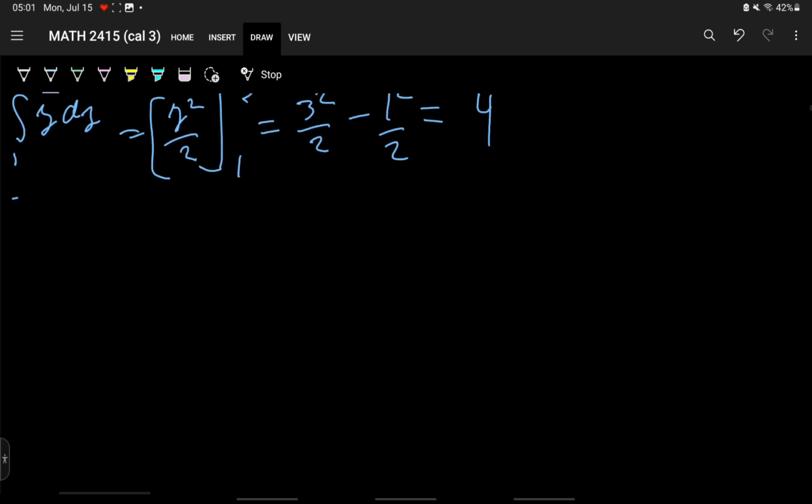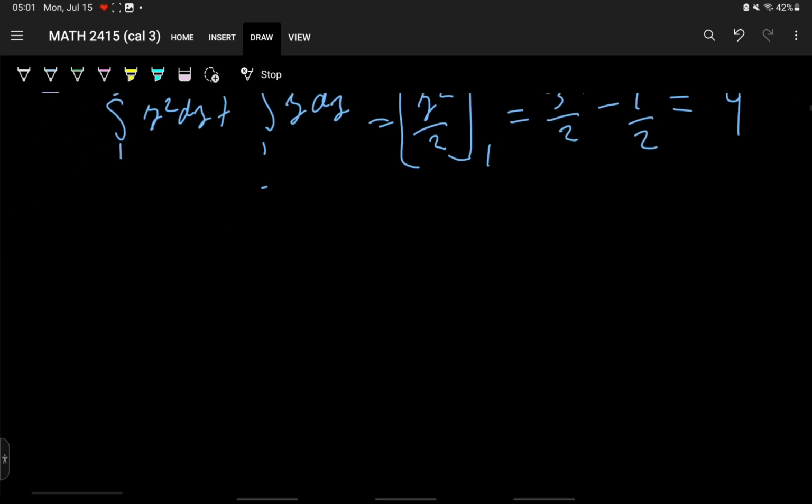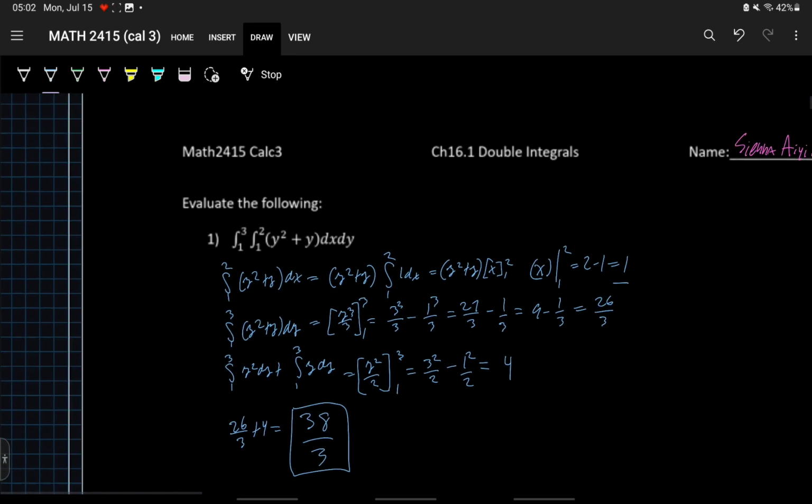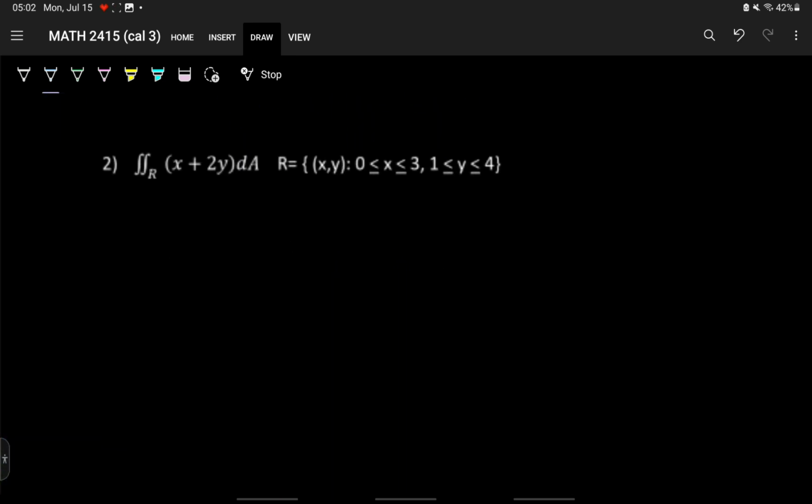So now as a result, we're going to do 26 over 3 plus 4. So 26 over 3 plus 4 is equal to 38 over 3. I think that's my final answer. Let's write that bigger. So there's my thought process for the first integral.